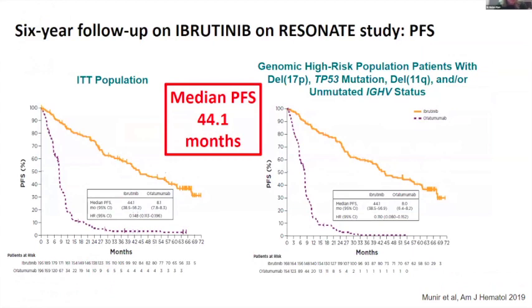But what we're really interested in here is seeing ibrutinib in these quite heavily pre-treated patients who had a lot of chemoimmunotherapy lines before, because this was prior to all these novel targeted agents, with a median progression-free survival of 44 months. And that was reflected in the right-hand panel here as well, in the genomic high-risk population of patients as well.